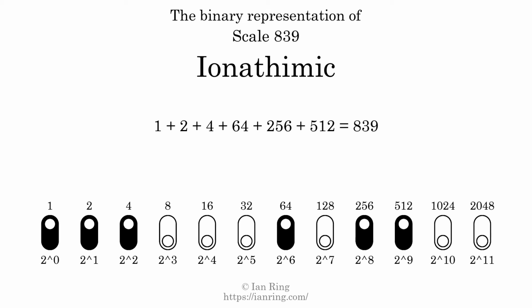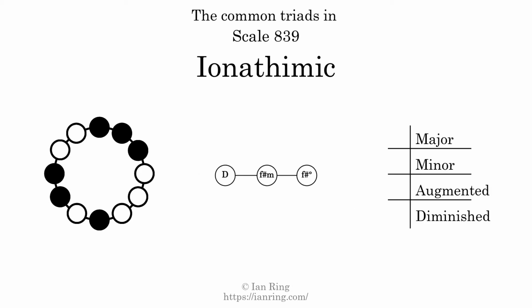The scale number not only enumerates the scale with a unique index, but it also literally describes the tonal content of the scale. Represented as a binary number in base 2, the scale number is 001101000111. Here are the common triads present in this scale.